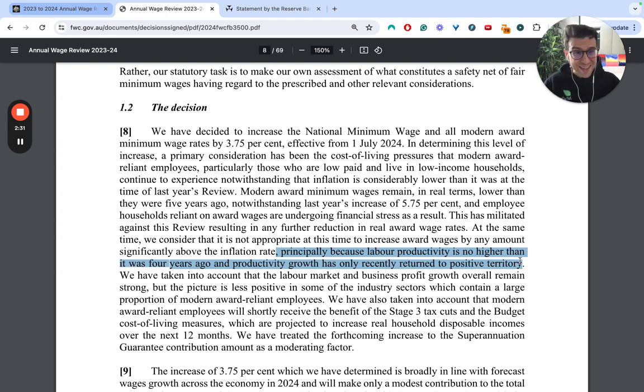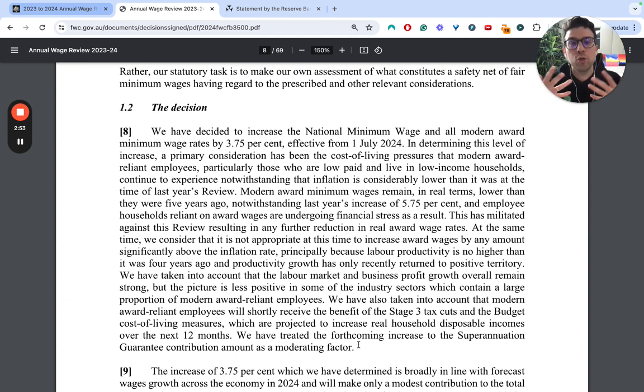Now, they've also taken into account, though, fiscal policy here, and they have identified that they're going to shortly receive stage 3 tax cuts and budget cost of living measures, which are projected to increase real household disposable incomes, in addition to the superannuation guarantee increasing as well. So they've said these are moderating factors that they've balanced, and so what you can do is look at this as part of the policy mix.